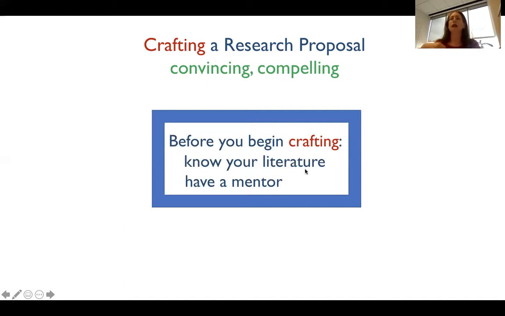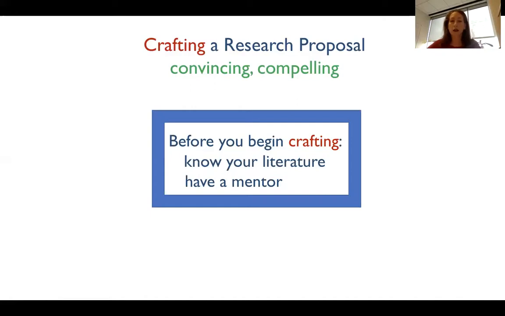It's as simple as saying you're not going into this blind. You know what's already been done so that, A, you're not going to duplicate something that's already been done, and B, you've taken into account what is already known and you are using it to inform your own research proposal.